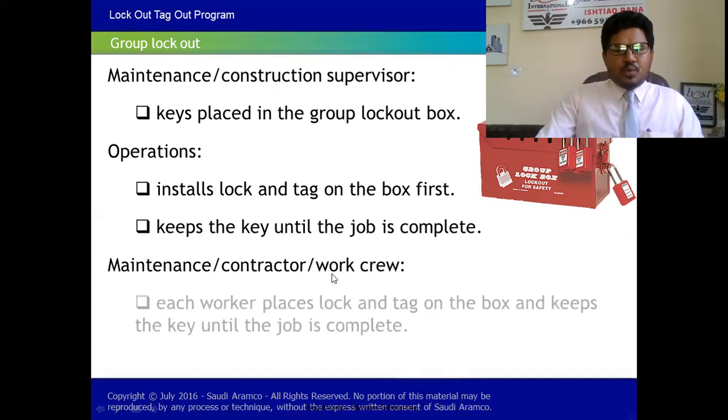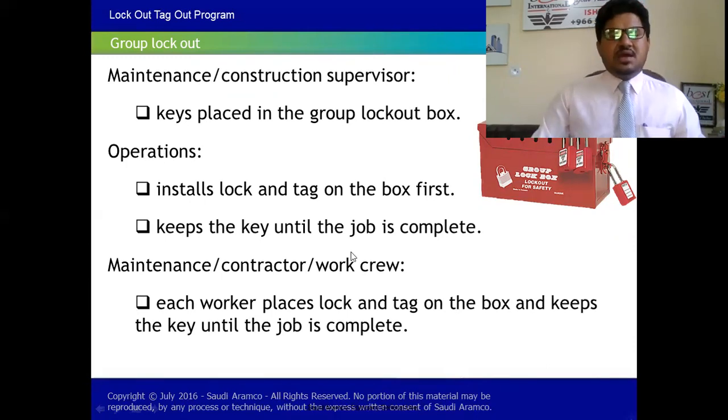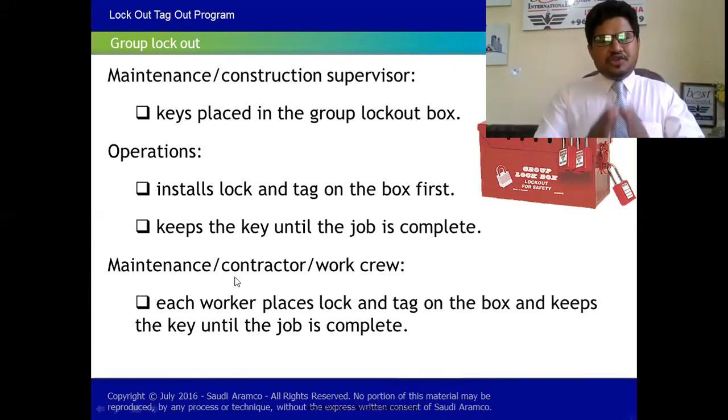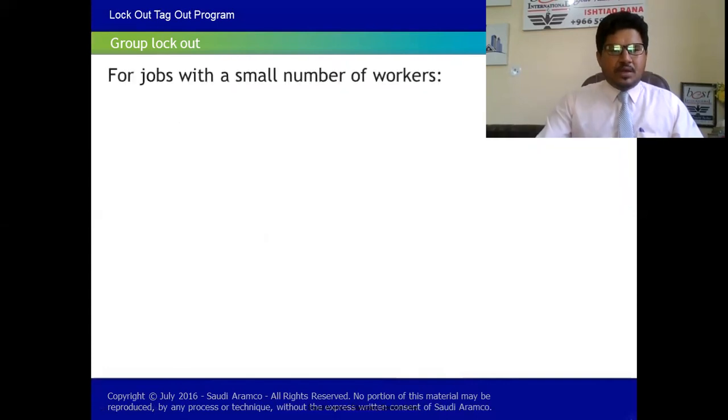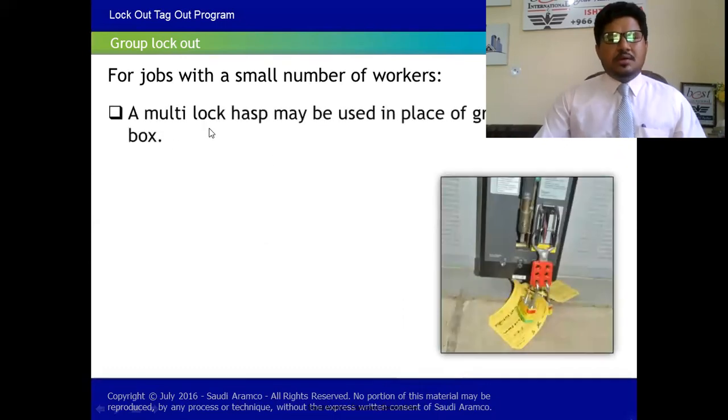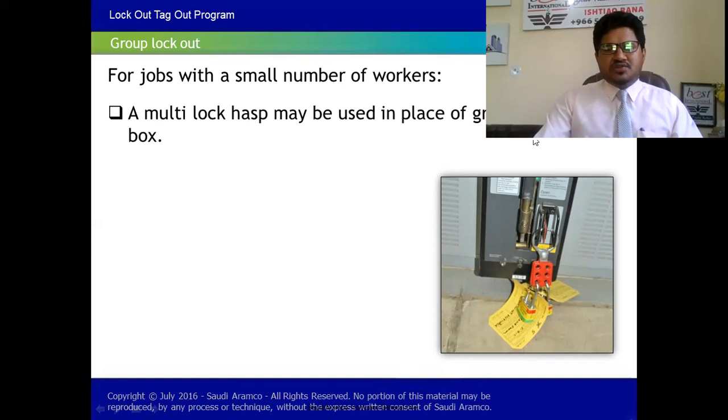So what are the maintenance and contractor workers going to do? Each worker places lock and tag on the box and keeps the key until the job is complete. It is still your key, your lock: you are the one going to put your lock and the one to remove your lock. No one is authorized to remove the lock until the job is completed, or in case of emergency, of course. Some scenarios we will discuss later on. But remember, operation is the first one to put the lock and the last one to remove the lock. For jobs with a small number of workers, a multi-lock may be used in place of the group lockout box.